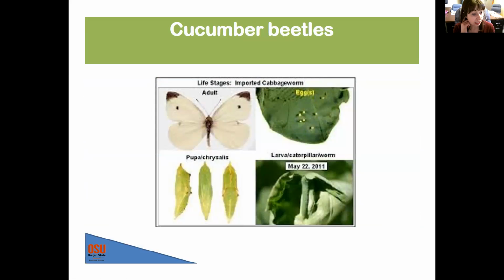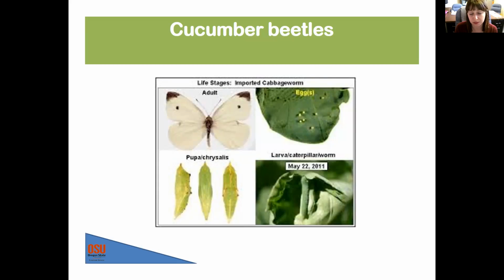Cucumber beetles is... Oh, I'm sorry. It says cucumber beetles. This is still cabbage worm. So ignore the heading there, but the image is correct. The adult is a white moth, and you will see that around your cabbage and your broccoli plants. So if you see the adult, try to catch and kill the adult moth, because that one adult will lay many, many eggs. The eggs just look like yellowish, greenish spots. I know this isn't the best picture.